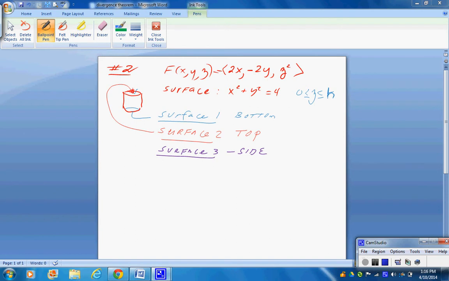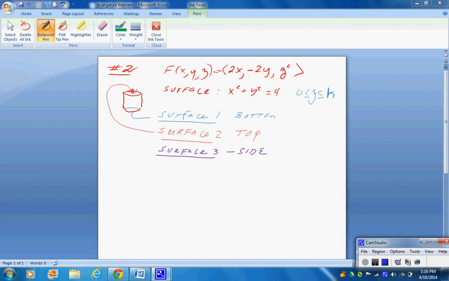Work through problem number 2 from the divergence theorem, and I'm going to break this into two videos, because otherwise it's just going to be too long. In the first video, I'm just going to talk a little bit about the problem and why we want the divergence theorem, and how I'm going to solve it without the divergence theorem. And then in the second one, I'm going to go through and solve it. So let's start out with problem number 2.